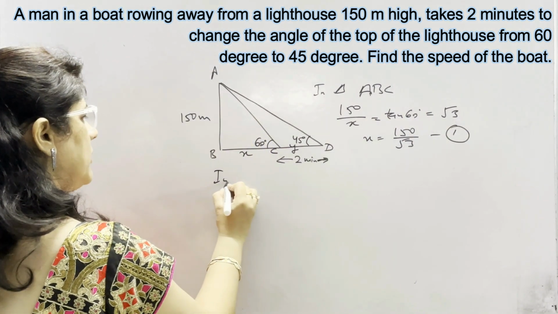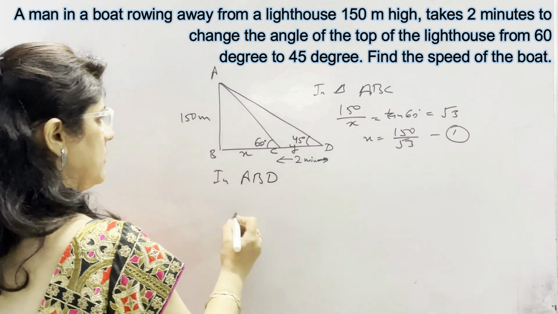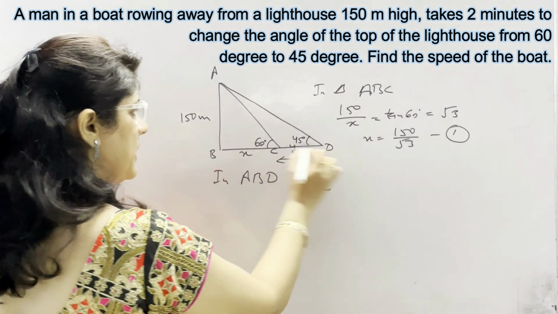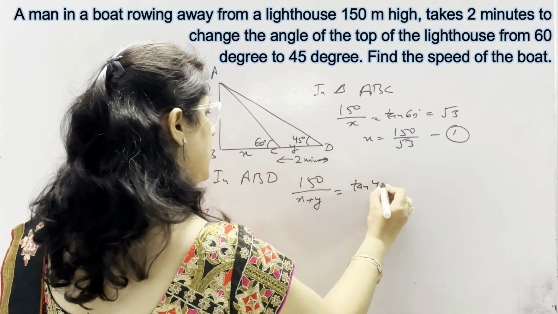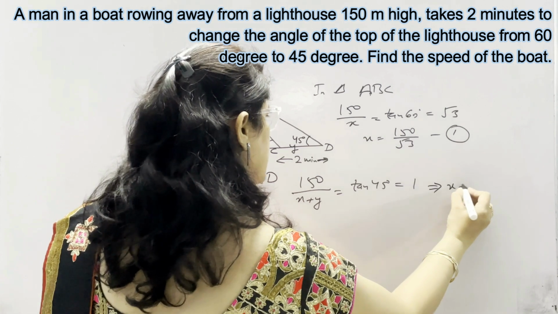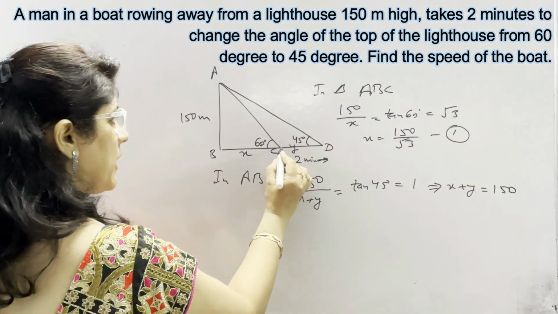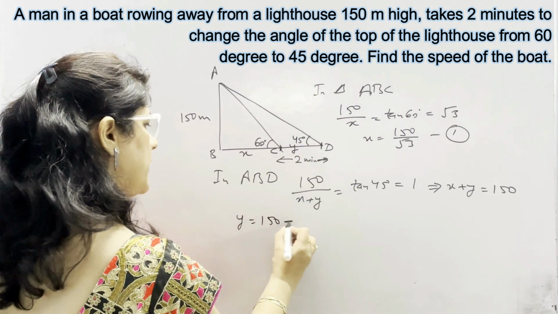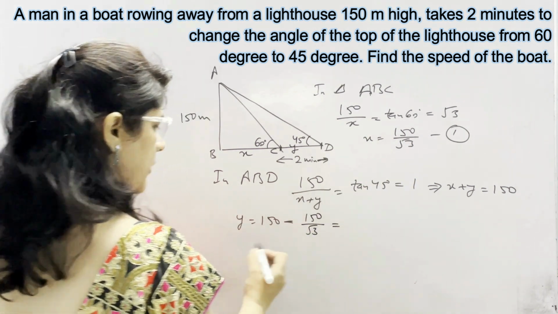Now in next triangle, complete triangle ABD. Height remains same, so perpendicular is same, but base changes. 150 upon x plus y is equal to tan 45 and value is 1. So x plus y is equal to 150. We need to calculate this y distance. So y is equal to 150 minus x and value of x is 150 upon under root 3.